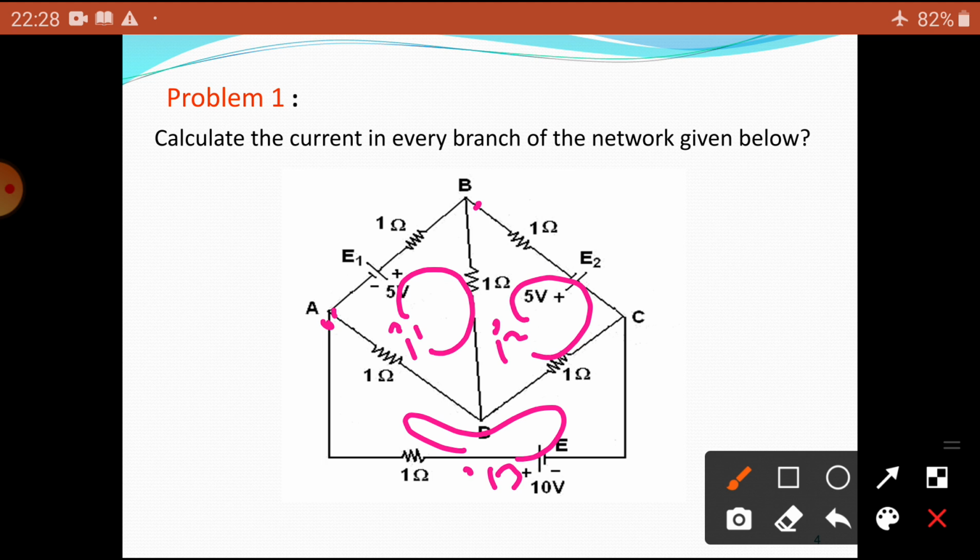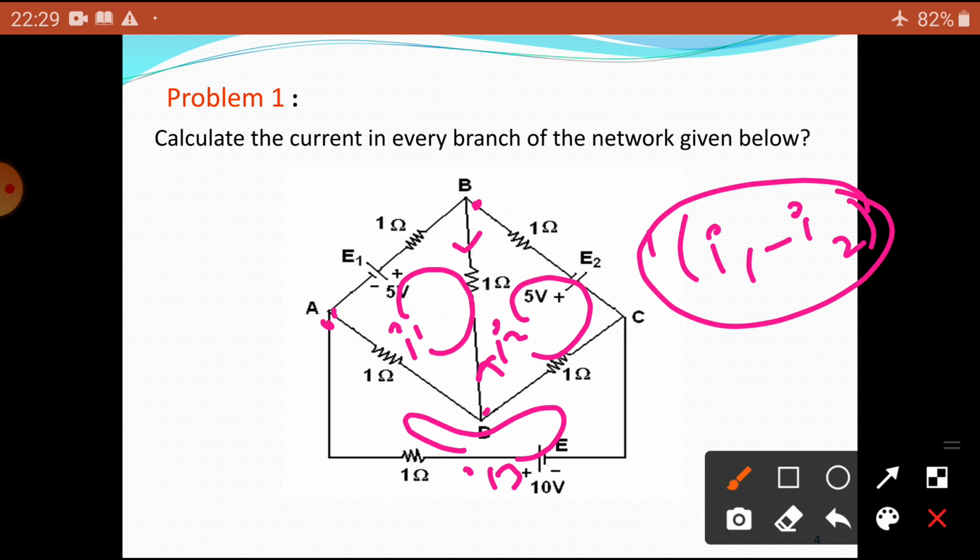Now BD, the current I1 is coming downwards, whereas the I2 current is going upwards. In this case, while considering loop 1, you take simply the resistance, IR, into what is the current? So I1 minus I2, you have to take this drop across this branch while considering this one. This is a basic thing you remember while doing the calculations.